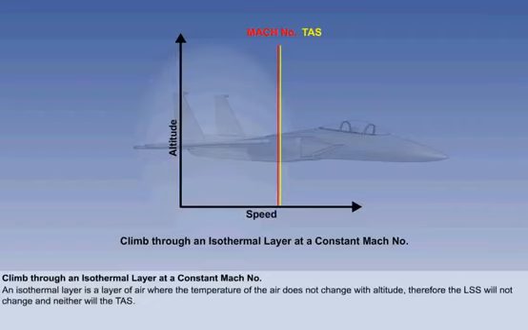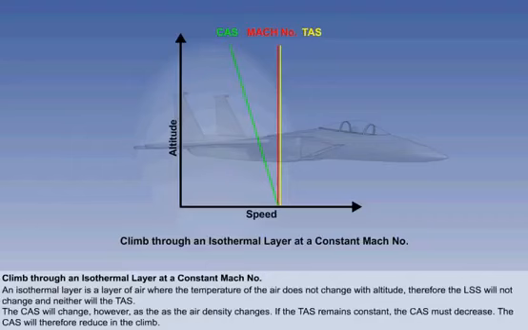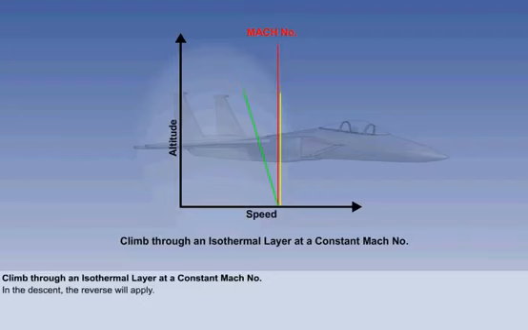The CAS will change, however, as the air density changes. The density relationship between TAS and CAS means that as altitude is gained, if the TAS remains constant, the CAS must decrease. The CAS will therefore reduce in the climb. In the descent, the reverse will apply.